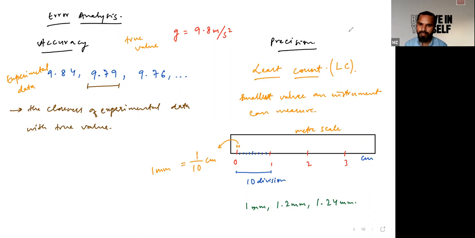Mohammed Umar, can you explain? Explain what? Why we obtain these type of values using different scales? For precision. This is for meter scale. This is for vernier caliper. And this is using screw gauge.